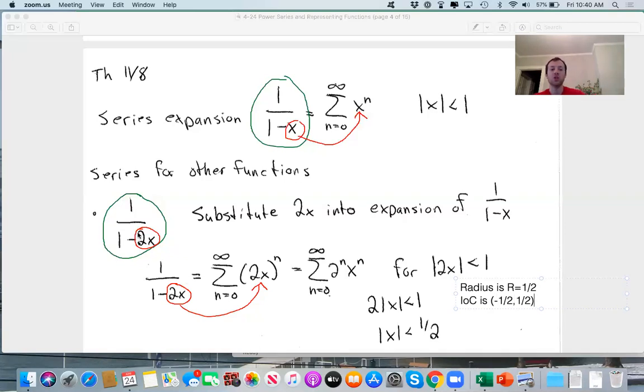And because it is geometric, we know that the endpoints aren't going to work. If you put a half or -1/2 into this expression, you'll get 1 to the n or -1 to the n, and both of those diverge.